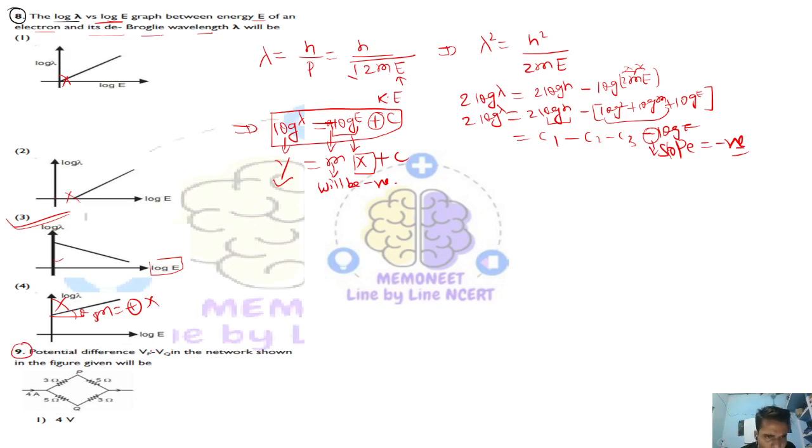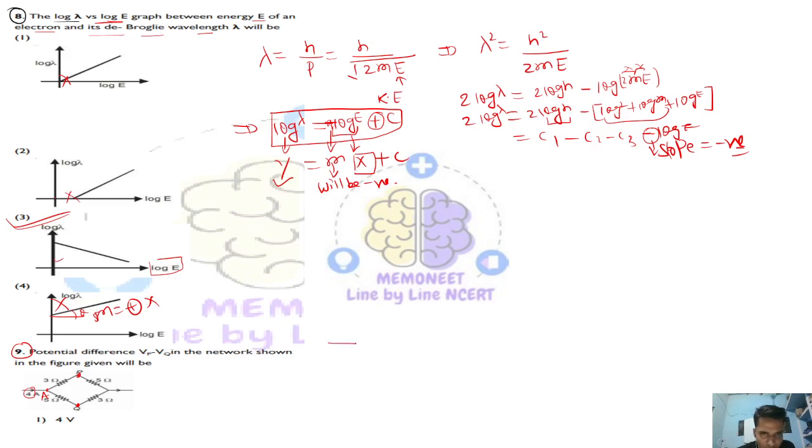We need to find the potential difference between Vp and Vq in the network shown in the figure. We need to find the potentials of P and Q. To find the potential of P and Q, we need to find out the value of current. Let's suppose this is point A, and there is a current of 4 ampere moving. This is point P, and this is point Q.